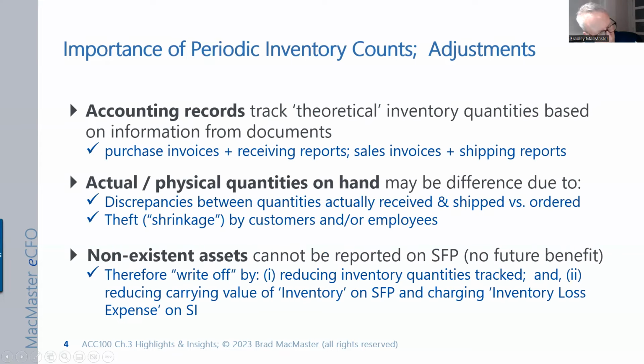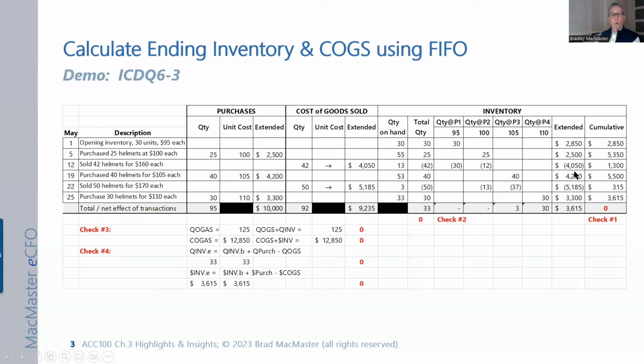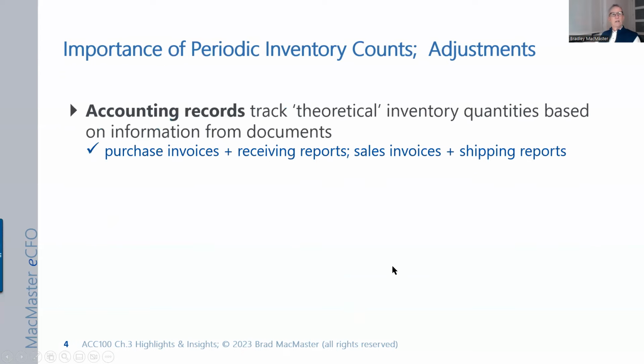Sorry, I want to go back a slide. In a worksheet such as this. So here we're tracking the quantities. This is quantity in, quantity out, quantity in, quantity out. All right. And then that's how we end up with accounting records that show we have so many goods on hand and what the carrying value is and so on.